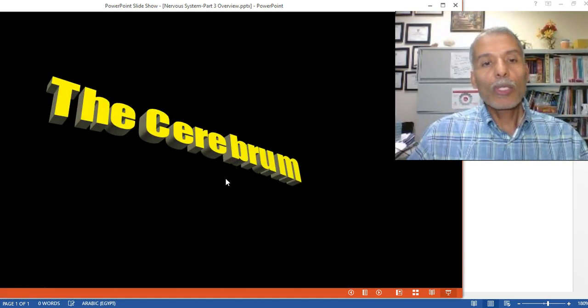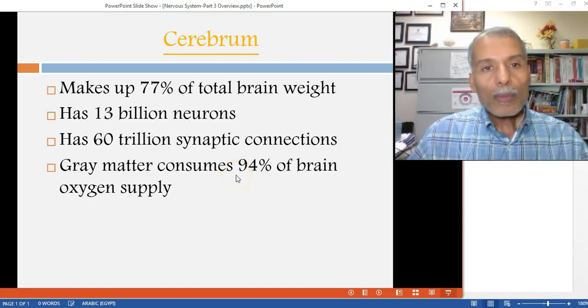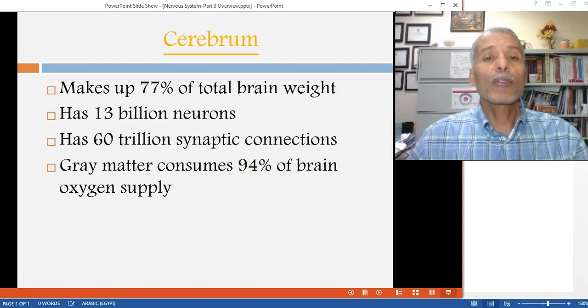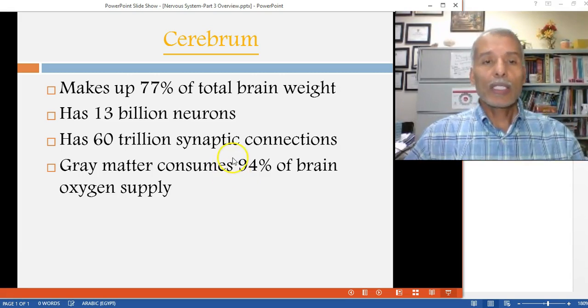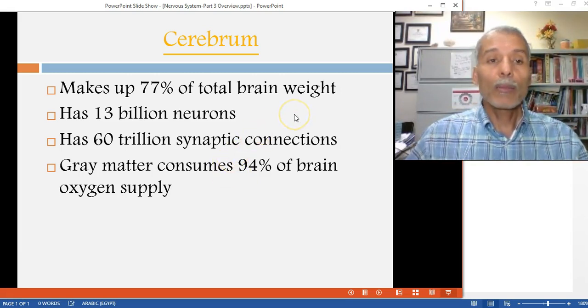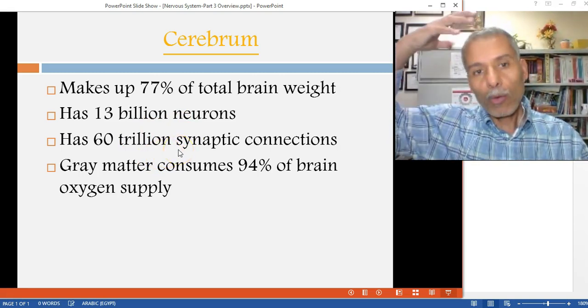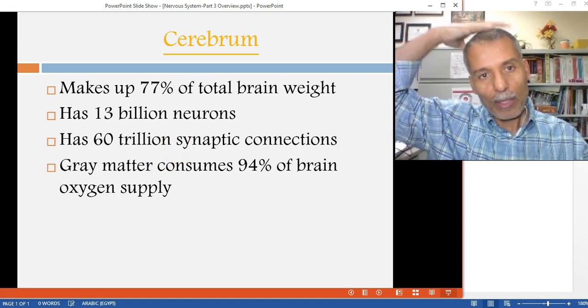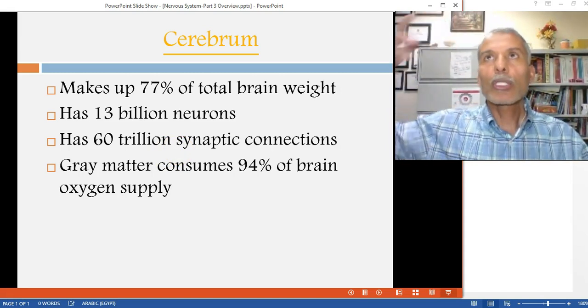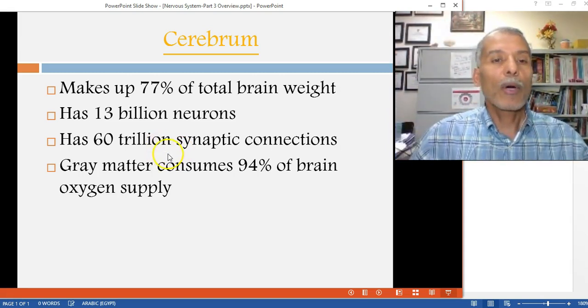Now, as we go to the cerebrum, it is the biggest part of the brain. It makes up 77% of the total brain weight because it's big. By itself, it has about 13 billion neurons, and it has 60 trillion synaptic connections, because the cerebral cortex, the cover of the cerebrum, is the most extensively connected part.